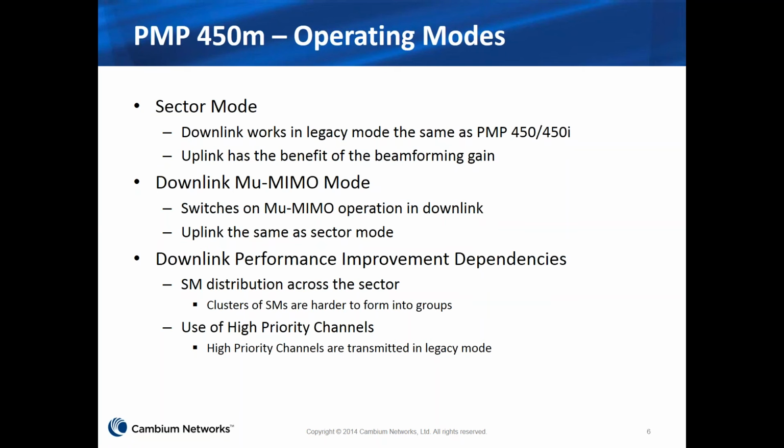Any high priority channels on an SM are currently only transmitted in legacy mode, i.e. they can only be served individually, so the throughput to these SMs will be at the same rate as in current PMP 450, 450i APs. Therefore, if there are a lot of high priority VCs active on a sector, this will also reduce the improvement seen on an AP when you switch on the downlink MU-MIMO operation.